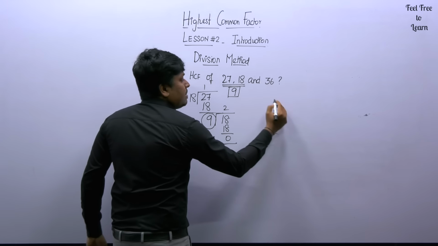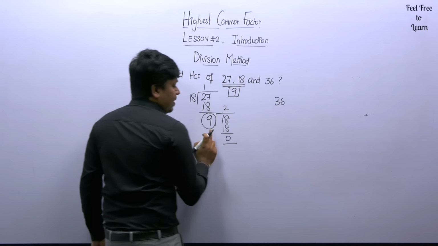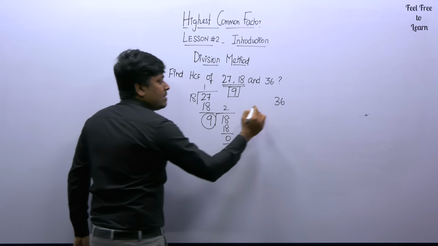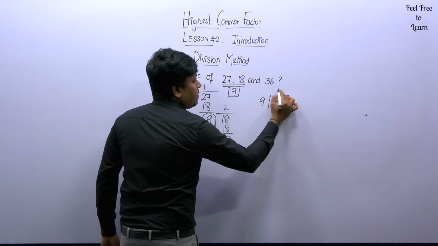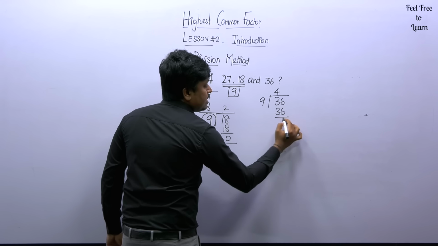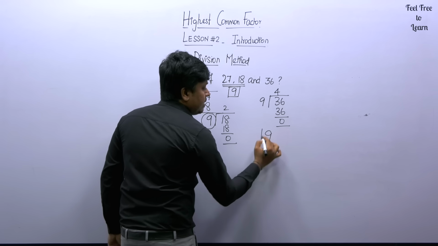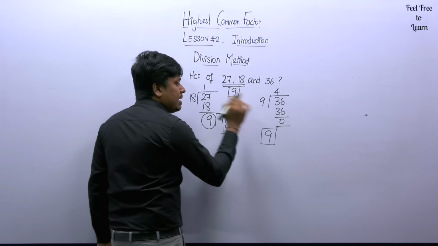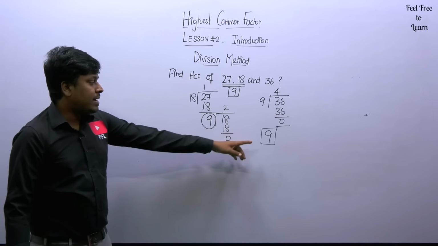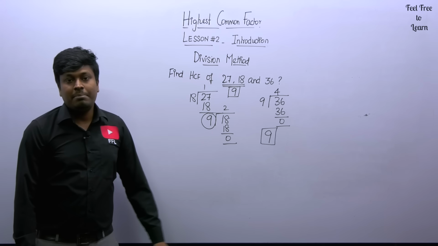See, the third number is 36 and here we got the HCF is 9. So divide this by 9. So 9 4s are 36. So 36, 0. So finally we got the remainder 0 only because of dividing by 9. So finally we can say that HCF for the number is 9.